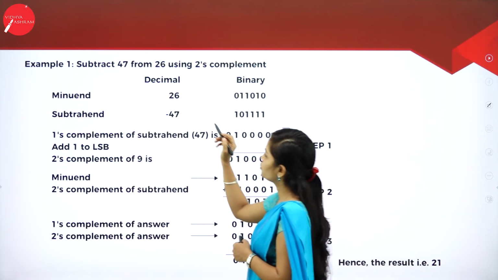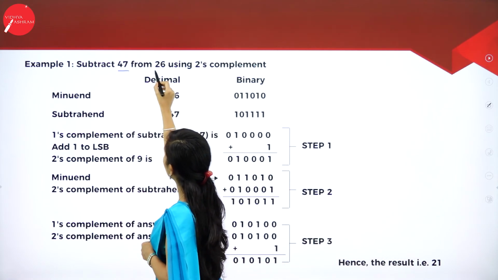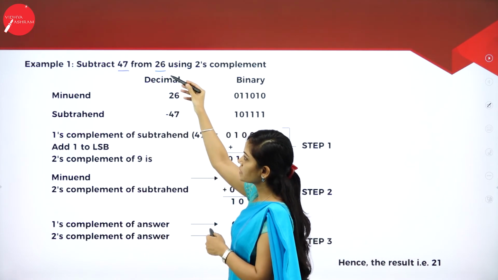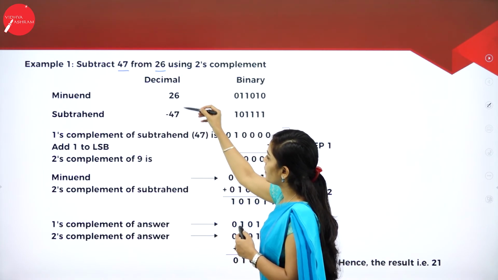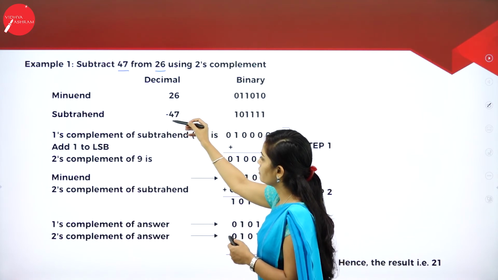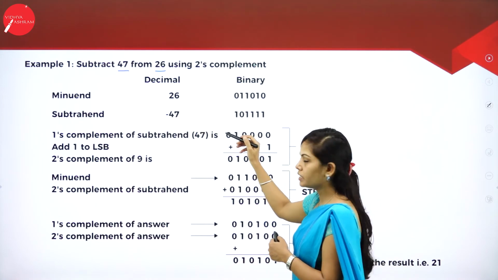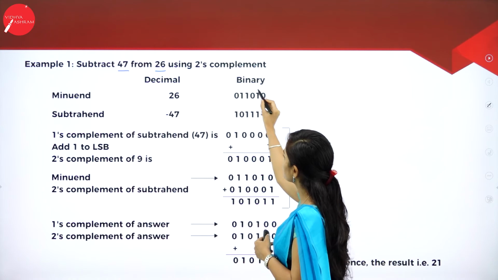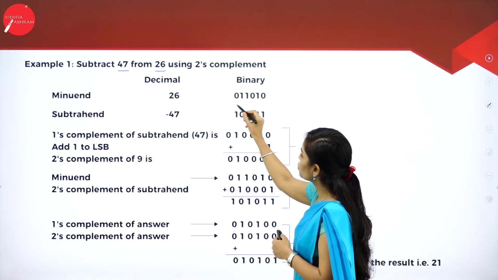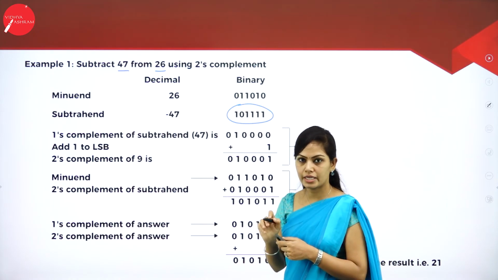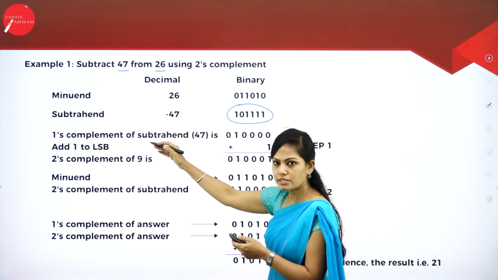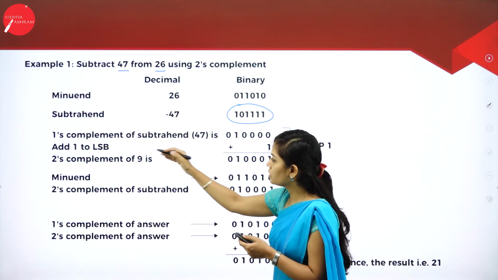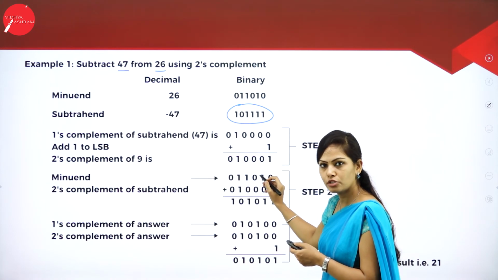So here we have two numbers, 47 from 26. So the minuend is less than the subtrahend. This is case 2. First find the binary value of 26 and the binary value of 47. After that, this is your subtrahend, this is your minuend. Find the 2's complement of the subtrahend. 2's complement of the subtrahend means first you need to find the 1's complement, then add 1 to the least significant bit, you will get 2's complement.